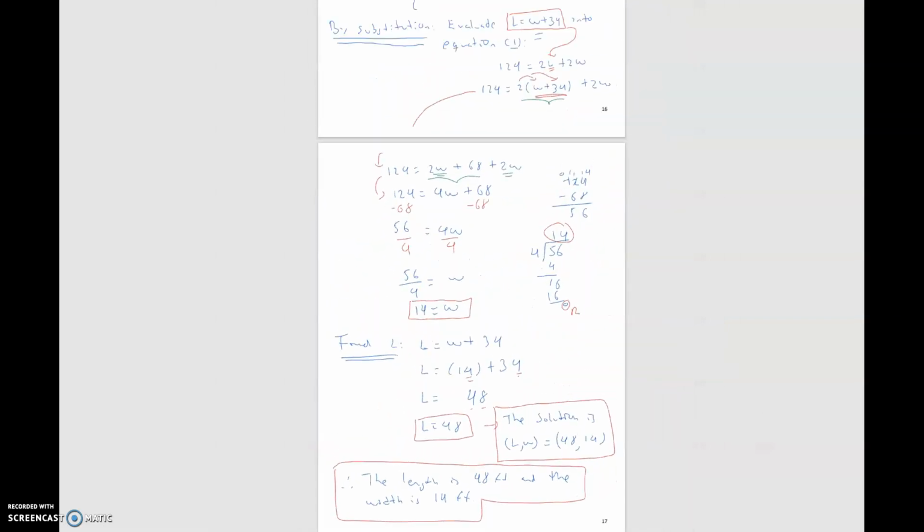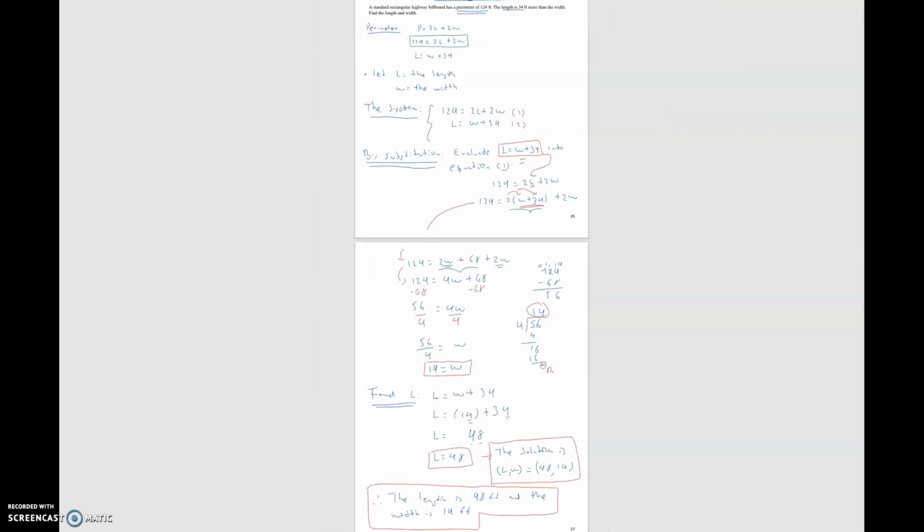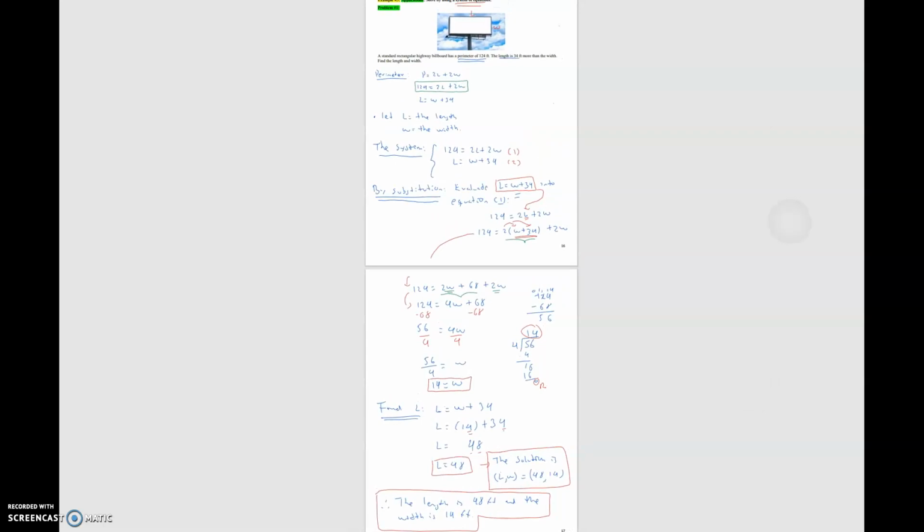So this particular word problem turned out to be a little bit messy, but that's pretty much it for this one.